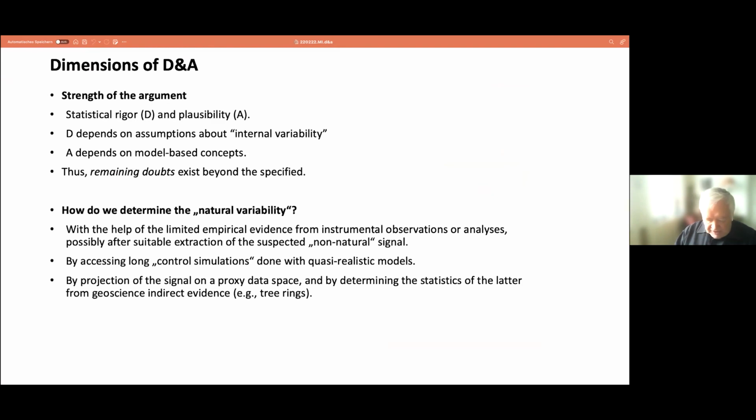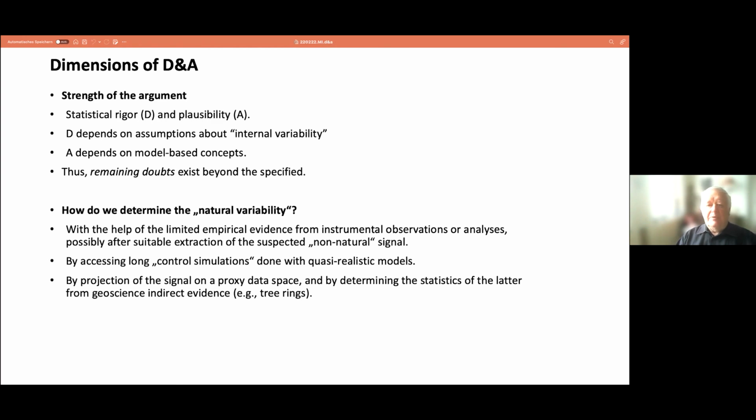So this brings me to the end of this seminar, to discuss a little bit, again, what we may have learned. The dimensions of D and A: D is statistical rigor, which we have with the detection, but we only have plausibility in terms of the attribution. Because in the case of detection, we reject a null hypothesis, which is a strong statement. And in the case of plausibility of attribution, we just do not reject a null hypothesis, which is a relatively weak argument. D, the detection depends on the assumptions about internal variability.